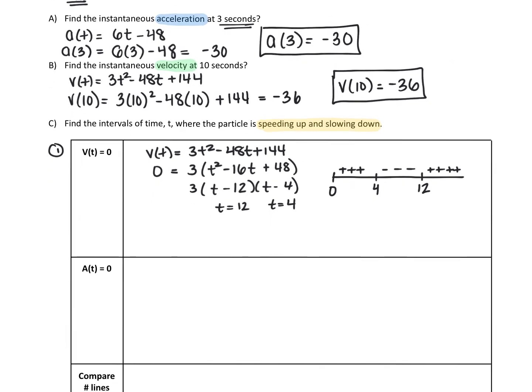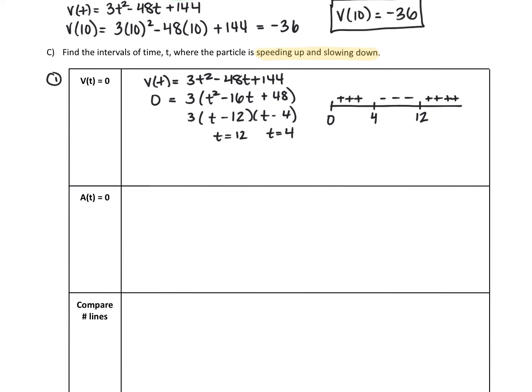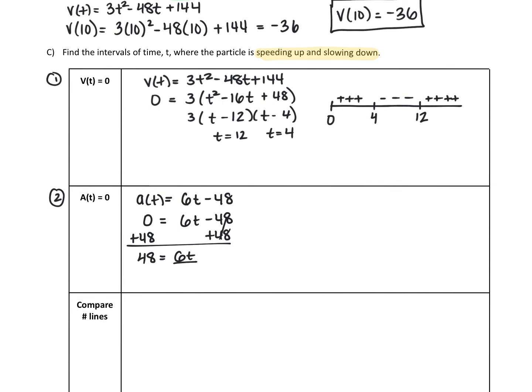So now in order to figure out if I'm speeding up and slowing down, I need to take my acceleration function and set that equal to 0. So we just calculated that my acceleration is 6t minus 48. So if we set that equal to 0, we get 6t minus 48. We can add 48 to both sides, and we get that 48 is equal to 6t, and divide both sides by 6, and we get that t is equal to 8.